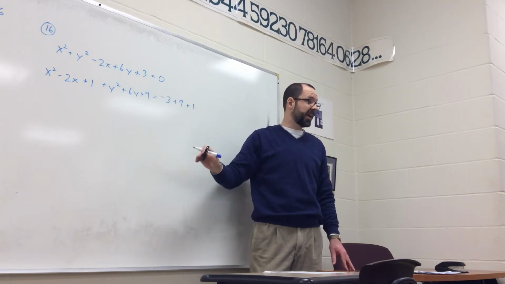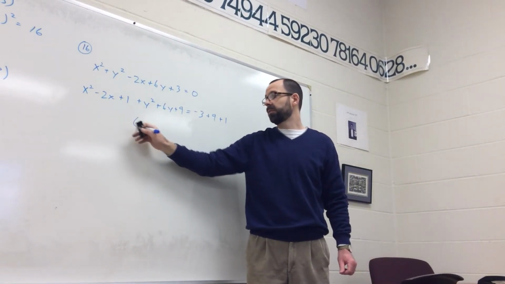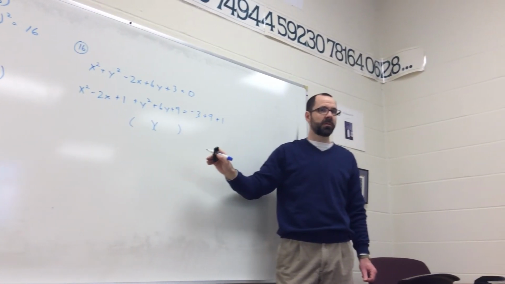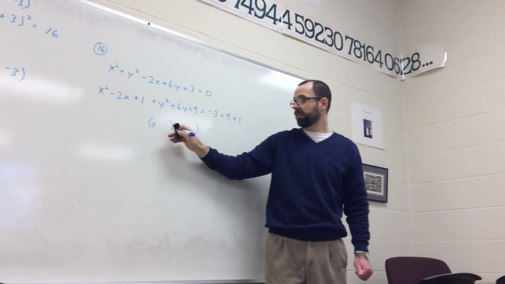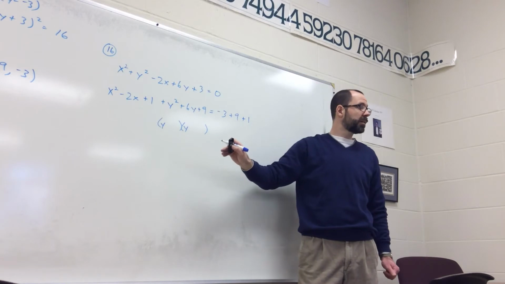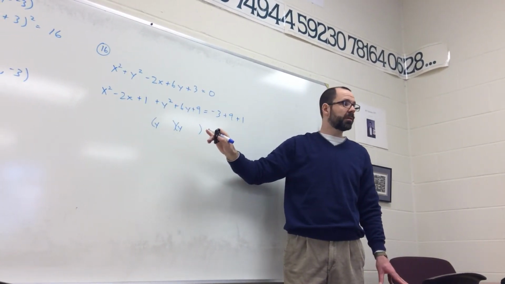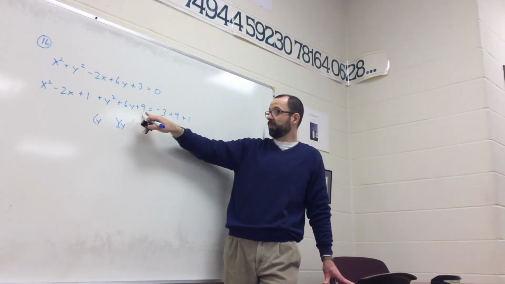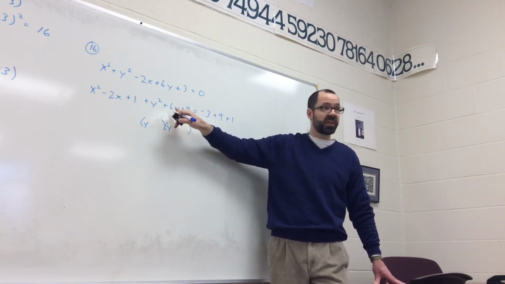Okay, now here's why I did that. Because now this will factor. So I'm looking at this, and I put a y here and a y here, because y times y is y squared. Now I need two numbers that multiply to be 9. 3 and 3 is a good option because it adds up to 6.